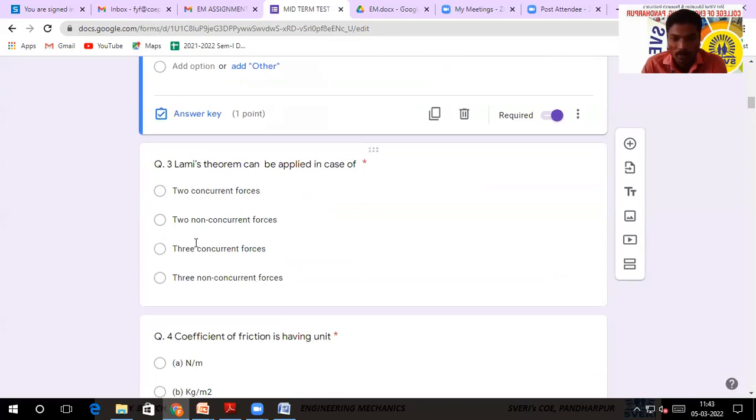Third one: Lami's theorem can be applied in case of three concurrent forces. Then and only then can we apply Lami's theorem. There is no rocket science in this. Lami's theorem, three concurrent forces.